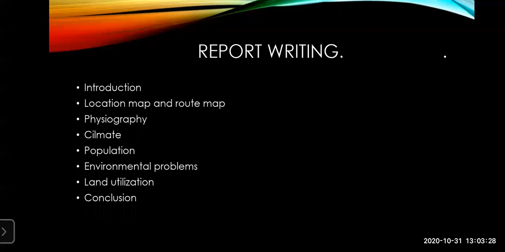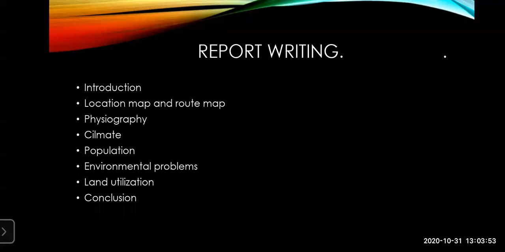The field report should be written on the basis of the information obtained. You should add photographs, okay? To make your report look very attractive, you can add a photograph if you have one. And you're going to follow points like the introduction. If you're going to a village, then in the introduction you will write where you're going and all the introductory part.